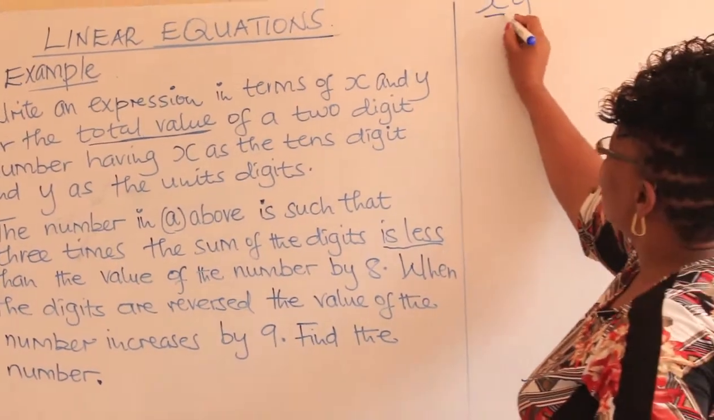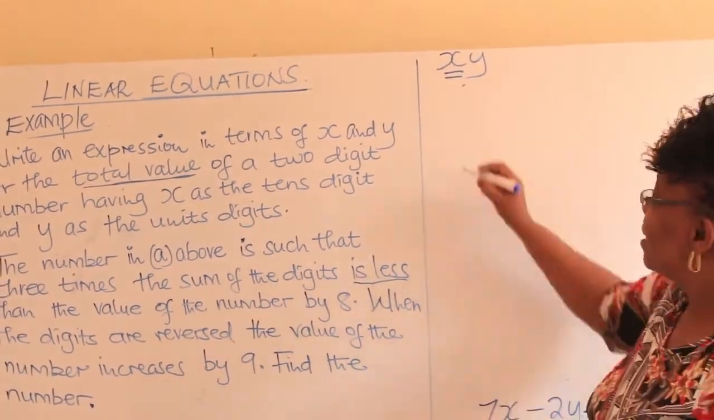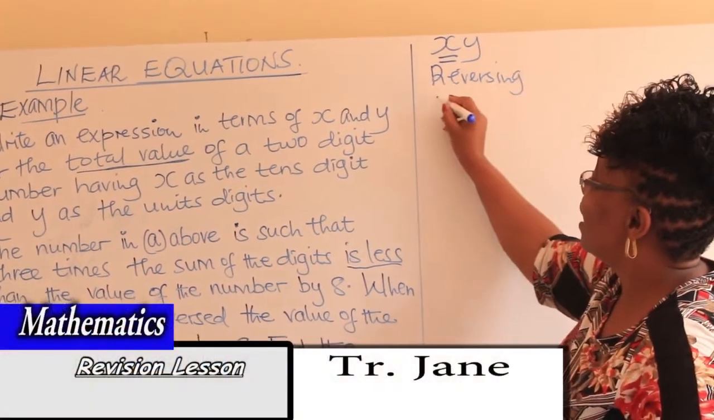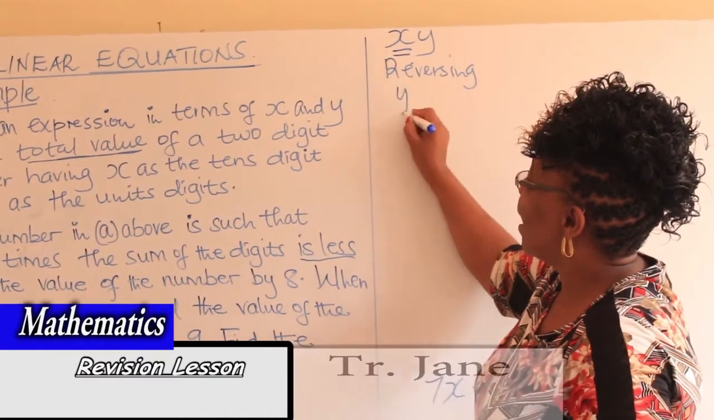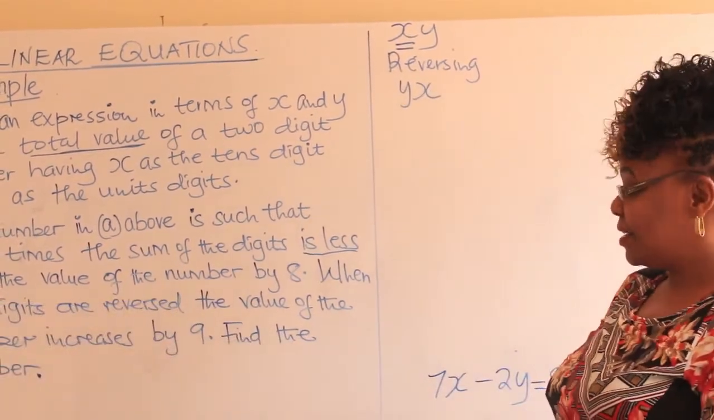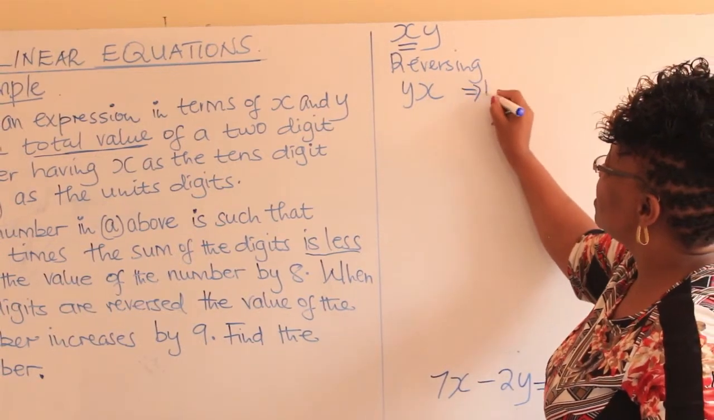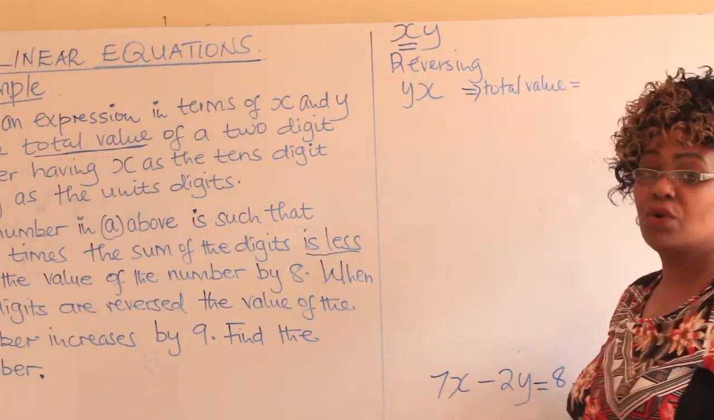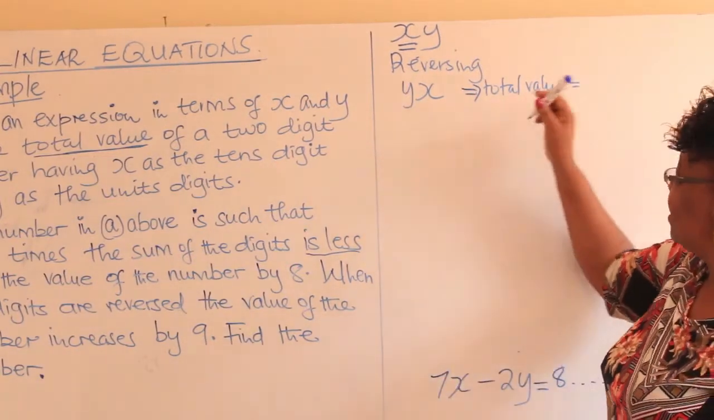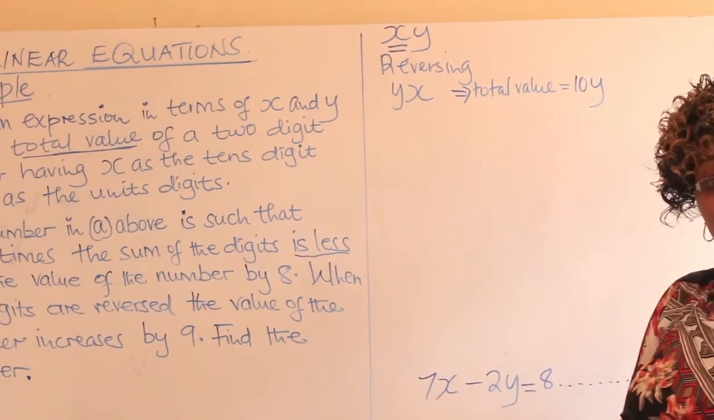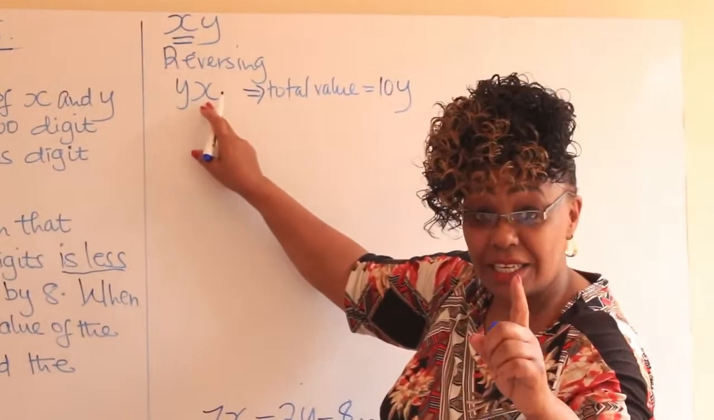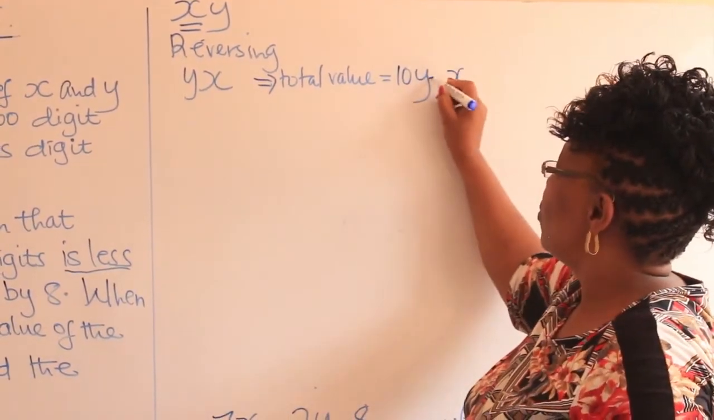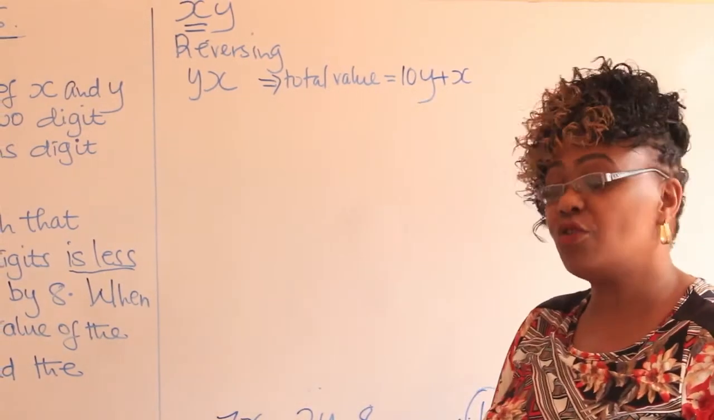So, learner, our original number was xy. Reversing the digits, it will be yx. What would be the total value of this yx? It would be y times 10, 10y, and x times 1, just like we did in the very first one. X times 1 gives you x, then you add. This is the total value of the number.